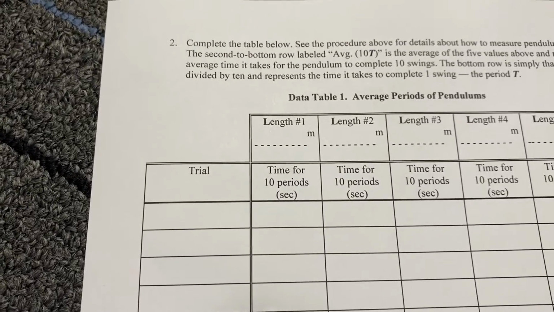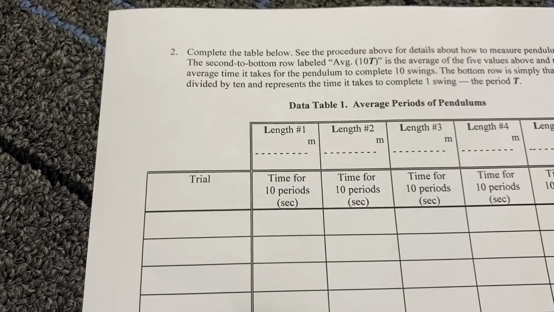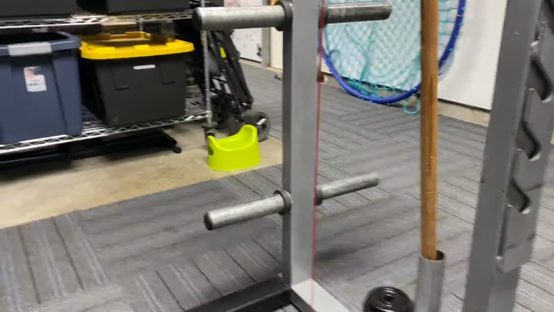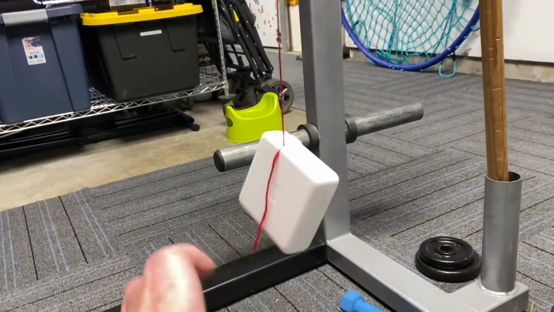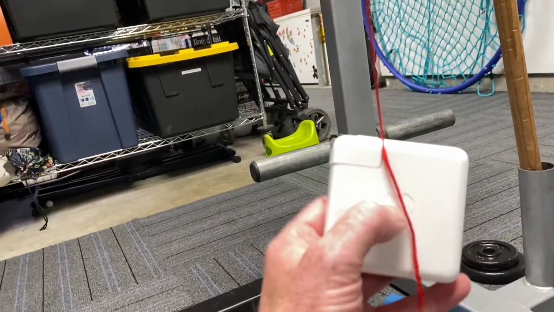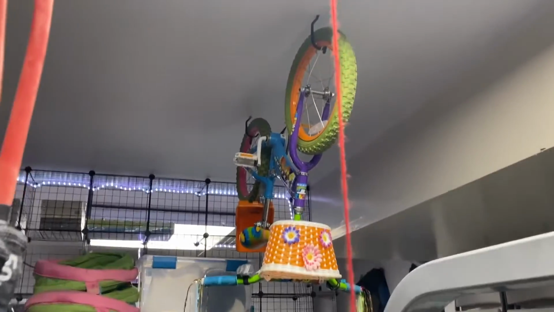Now, here's the last thing. You have to measure the length of the pendulum, okay? So you would simply get out your measuring tape and you'd measure the distance from the center of the object that's swinging, okay? So right as close to the center as possible, right up to where your string, or in my case, yarn, is tied off.